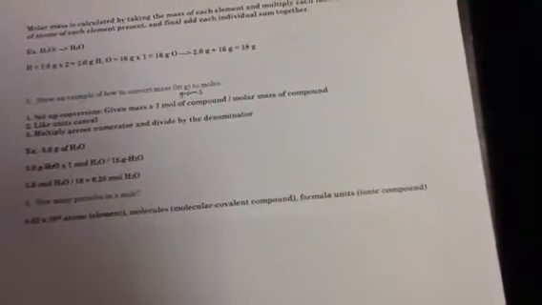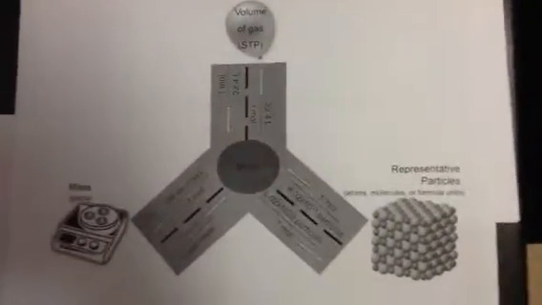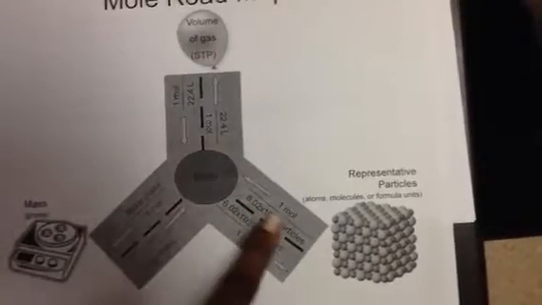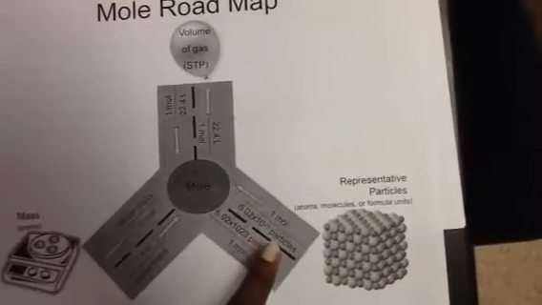Now, how many particles are in a mole? So go back to our roadmap. So how many particles are in a mole? This is our representative particles. We want to know how many is in a mole here. So 1 mole is going to be at the top, and then 6.02 times 10 to the 23rd particles at the bottom.